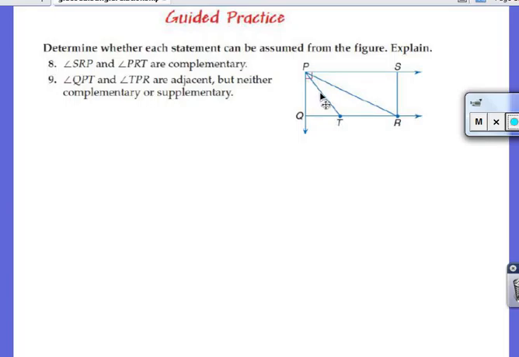Alright, in this video we're going to finish with the guided practice. We've only got 8, 9, and 10 left. This one says SPR and PRT are complementary. Let's read the directions first. It says determine whether each statement can be assumed from the figure.